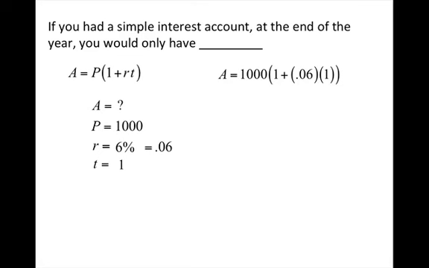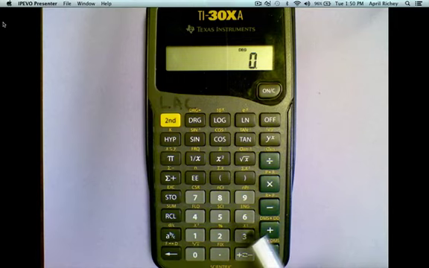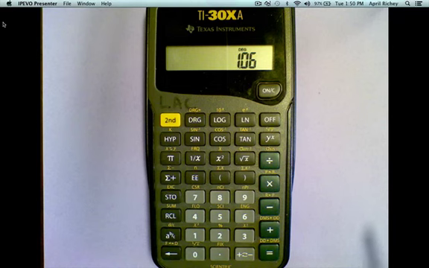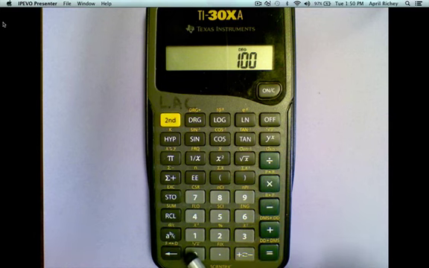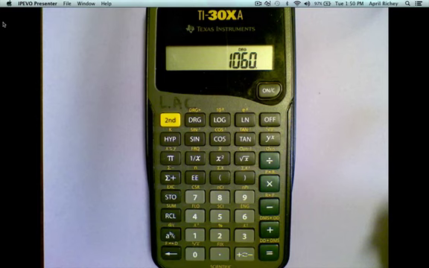This one is simple enough you could simplify a lot of this by hand, but we'll go ahead and practice on the calculator. So we're going to begin with the part inside the parentheses. So I have 1 plus 0.06 times 1. And this just gives me 1.06. Now I multiply this by 1,000, and that gives me 1,060.